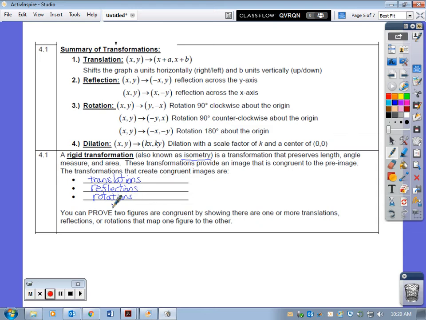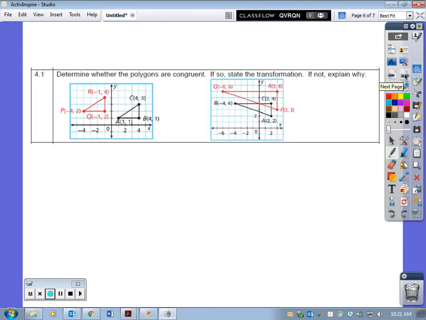Okay? If you use a dilation, then it gets bigger or smaller, and it is not a rigid transformation because it changes the size. Okay, so you can prove two figures are congruent by showing there are one or more translations, reflections, or rotations that map one figure to the other. So we're going to take a look at a couple of pictures and see if they are rigid transformations or not. So this says determine whether the polygons are congruent. If so, state the transformation. If not, explain why.